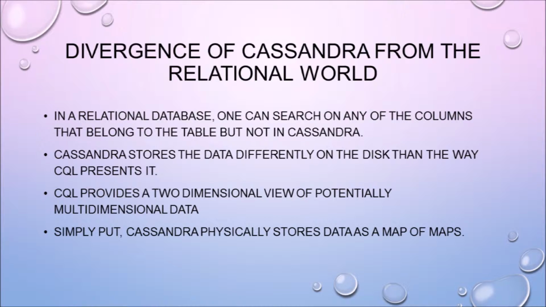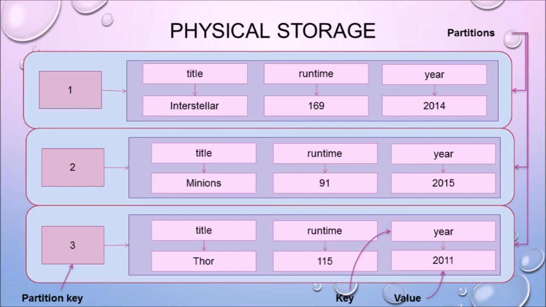Because you have to know exactly how Cassandra stores data internally. This is where the knowledge of internal storage structure becomes quite handy. Internally, Cassandra stores everything as a map of maps. That is what column family is all about. It is not tables. Even though you see tables over there, internally it's not tables. You'll see how internally it is stored.